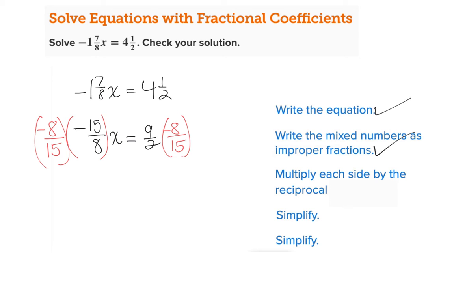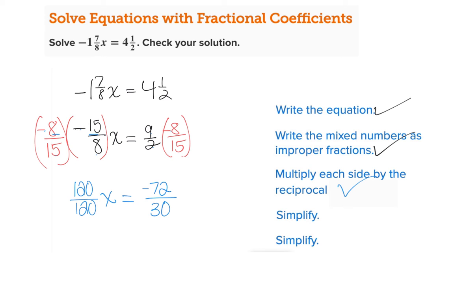The reason that we do that is so that when I multiply across, if I did 8 times 15, that would be 120. And it was a negative times a negative, so that's a positive. And then 15 times 8, also 120. And all of that times x equals, on the right-hand side, 9 times negative 8, which is negative 72, and 2 times 15, which is 30. Now I've got some simplifying to do, but we're just about done here.